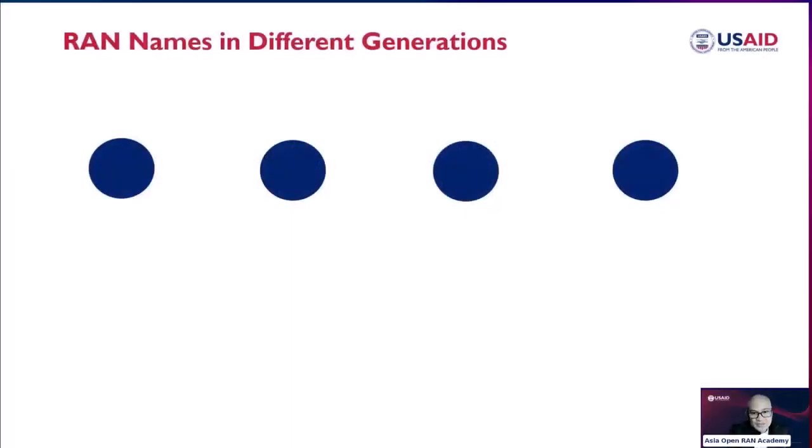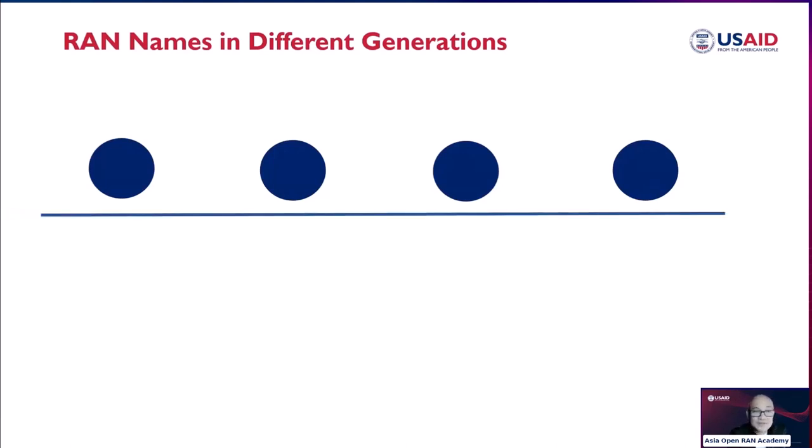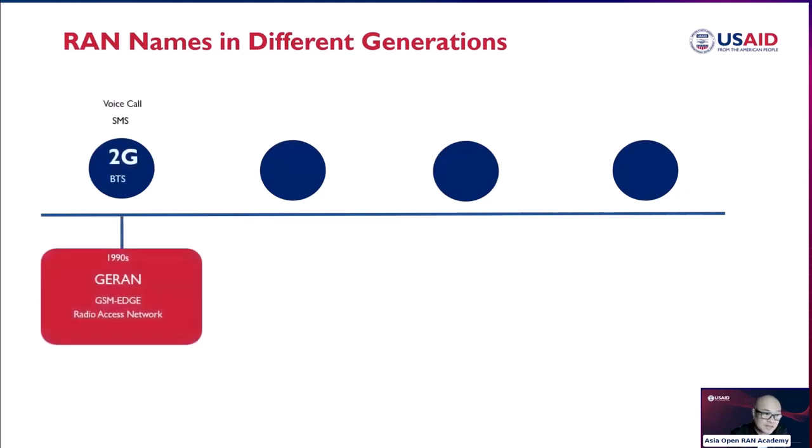Radio access networks also have different generation names. Have you ever heard of GERAN or UTRAN or E-UTRAN and NG-RAN? These are the different names for the radio access network, or RAN, that are used in different generations of mobile communications. For example, in GSM EDGE Radio Access Network, we call it GERAN.